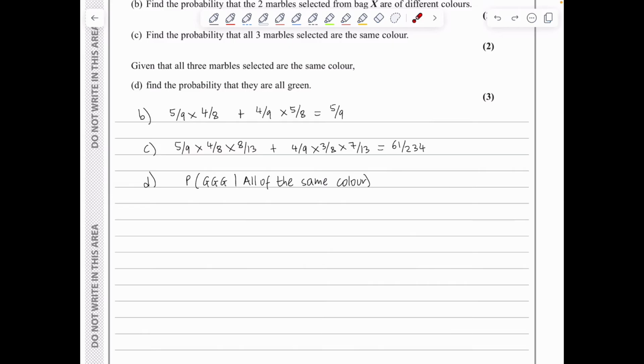We want the probability of green, green, green given all 3 are of the same color, which is simply the probability of green, green, green over the probability all being of the same color, where the green, green, green scenario is 5 over 9 times 4 over 8 times 8 over 13, whereas being all the same color is simply the answer we obtained in part C, which is 61 over 234. Put this on the calculator, you get 40 over 61.